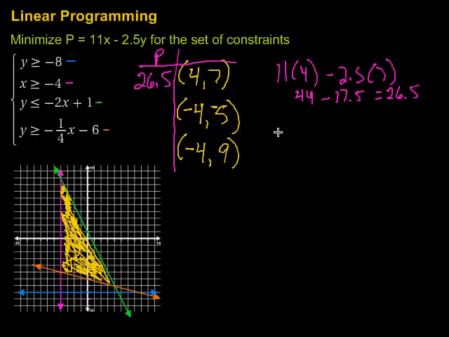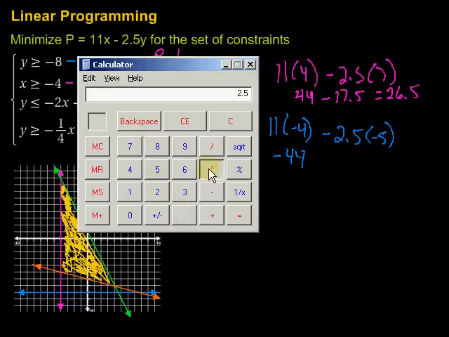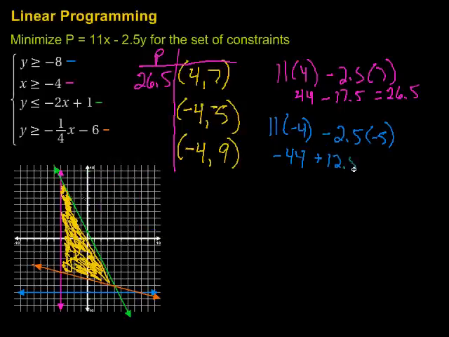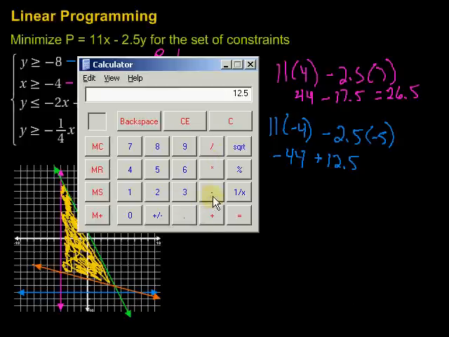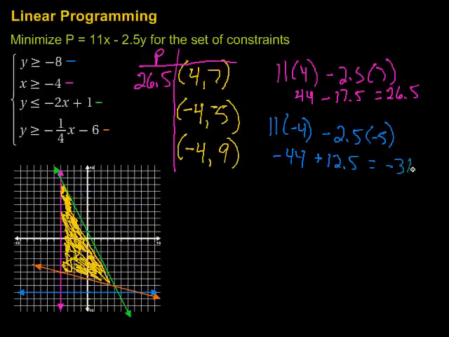Okay, so let's put in the second one. For that one we have negative 4, so 11 times negative 4, then minus 2.5 times negative 5. So do that multiplication. Negative 44 minus, 2.5 times negative 5, 2.5 times 5 gives us 12.5, and since it's two negatives being multiplied, it's going to be plus 12.5. So then, combining that, negative 44 plus 12.5, we get negative 31.5. So my P for that one is negative 31.5.